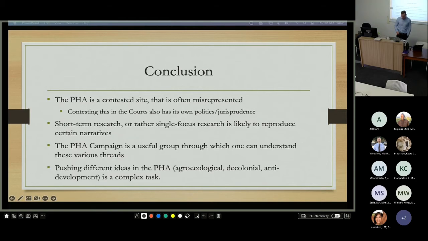Okay, so concluding, so now we can all wake up again. The PHA is obviously a contested site that is often misrepresented, as I note. If you only speak to the commercial farmers, which is very tricky to get interviews with, and I have had interviews with them, they have a certain area, they have a certain narrative. This area means nothing without us.